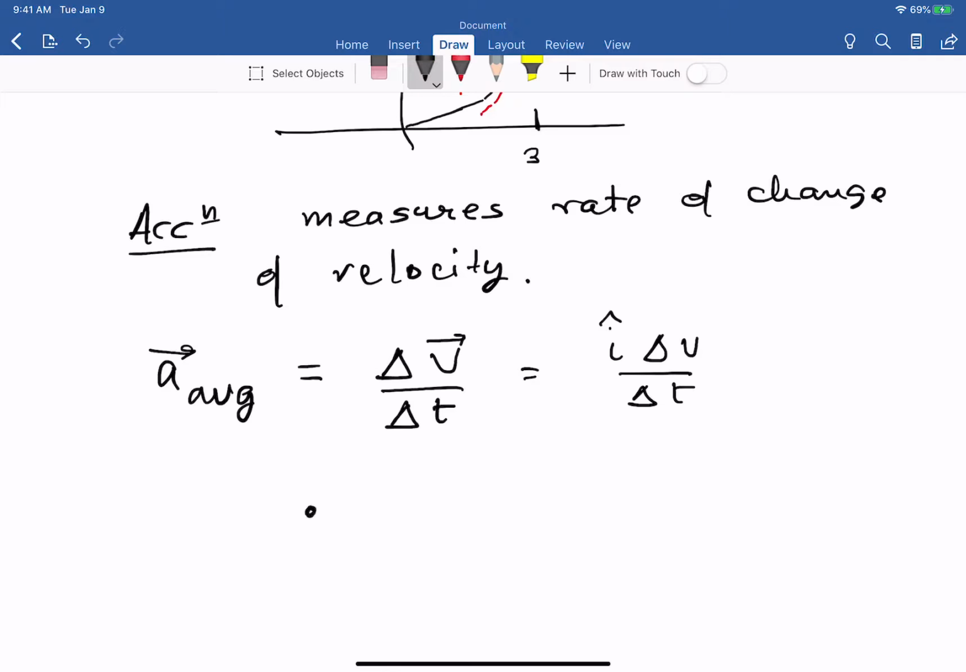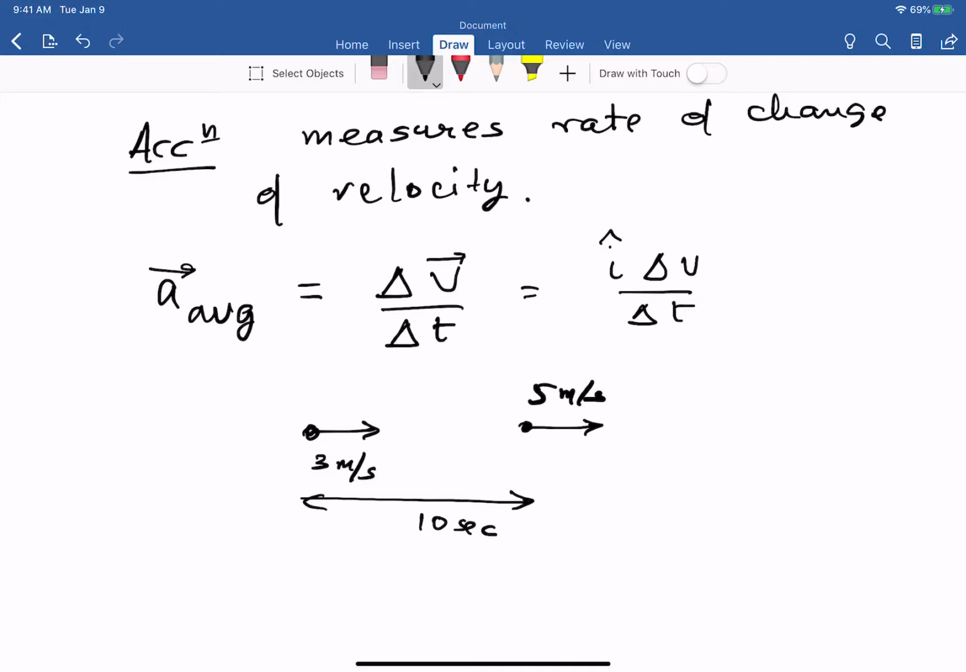So suppose you have an object that's moving at 3 meters per second, and then it speeds up, and over here it's moving at maybe 5 meters per second. And this change happened over a time interval of 10 seconds. So what is the average acceleration? I'm writing this without the vector notation here because we know that everything is along the x-axis. So I can just write an equation with the magnitudes. A is equal to delta V divided by delta t.